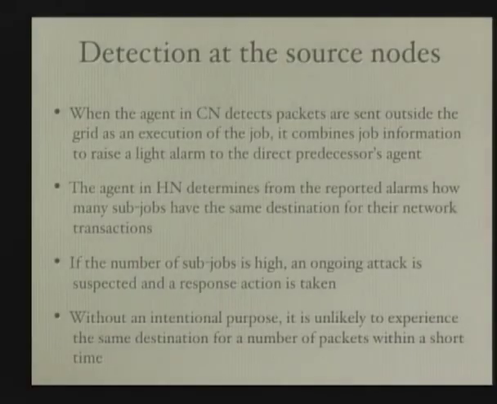Detection at the source nodes continued. When the agent in compute nodes detects packets are sent outside our grid as an execution of the job, it combines job information to raise a light alarm to the direct predecessor agent. The agent in the header node determines from the reported alarms how many subjobs have the same destinations for their network transactions.